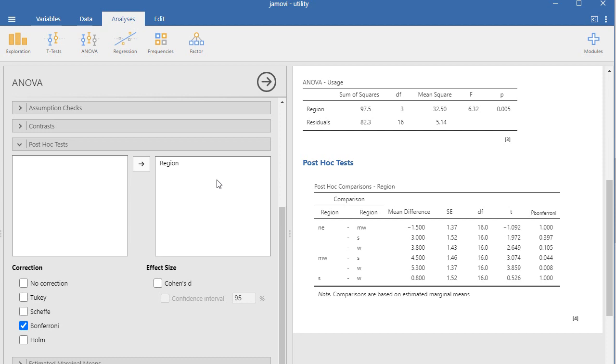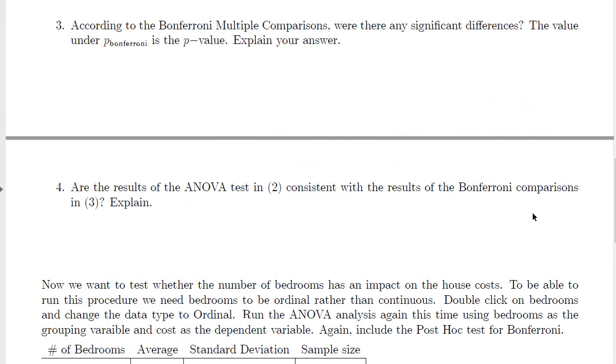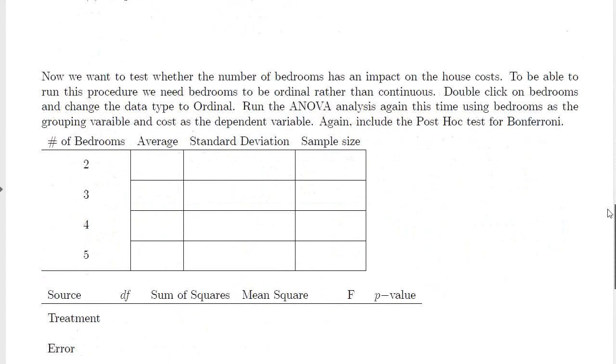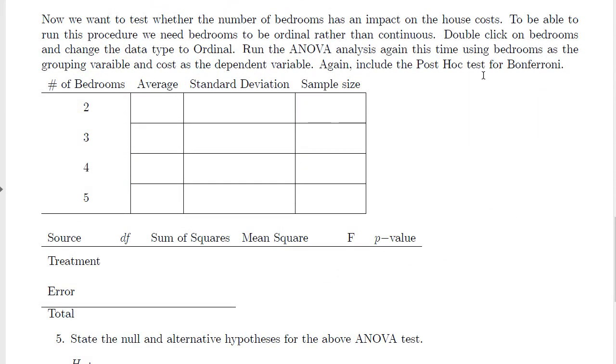And then that pretty much wraps up ANOVA tests here. In the last part of the project, you're going to do the same thing, except you're going to use number of bedrooms as your grouping variable instead of city. So you're going to see if the average price varies based on the number of bedrooms. So you go through all the same steps again, different grouping variable.